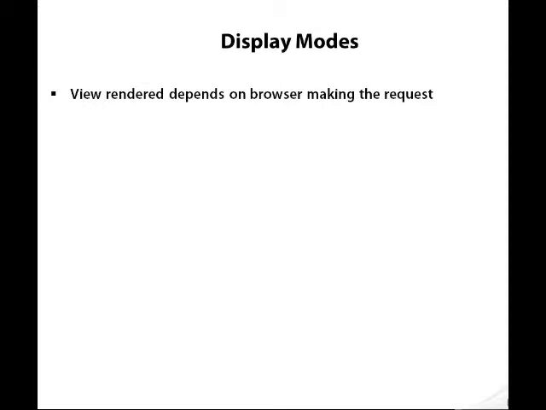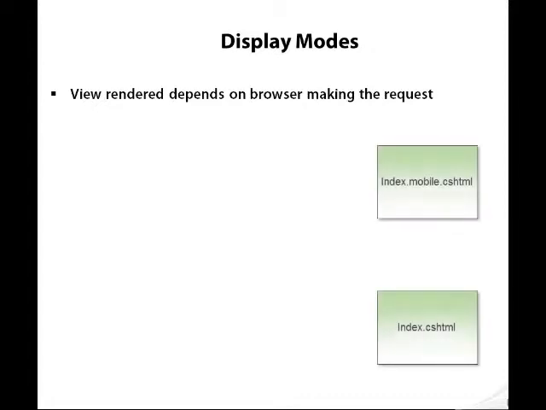MVC4 has a feature called Display Modes, and with this feature, the runtime will select a view for you depending on the browser making the request. Without getting too deep into the details, here's how it works. Let's say you have two views in the Views folder for the home controller. One is named index.cshtml, and one is named index.mobile.cshtml. So it has the word mobile before the cshtml part.